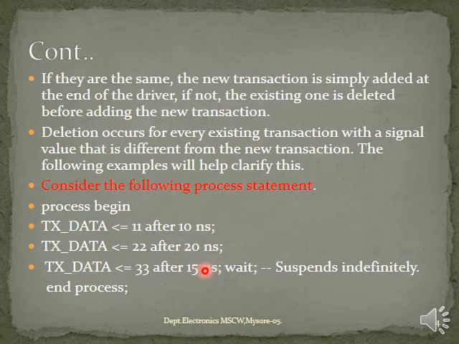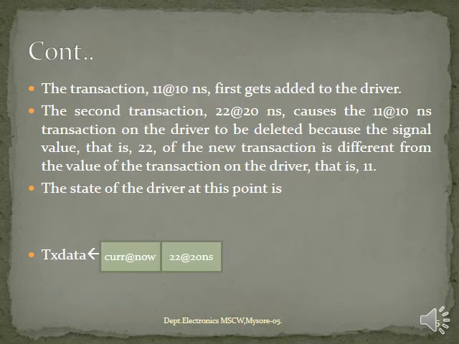We will see this one here. The delay time is small here compared to these two. These two are in increasing order, afterwards it is in decreasing order. After execution of these two, you will see what the status of your signal is. The same thing I have written here. The first transaction, 11 at 10 nanoseconds, first gets added to the driver. This is your first driver, and first it is 11 at 10 nanoseconds.